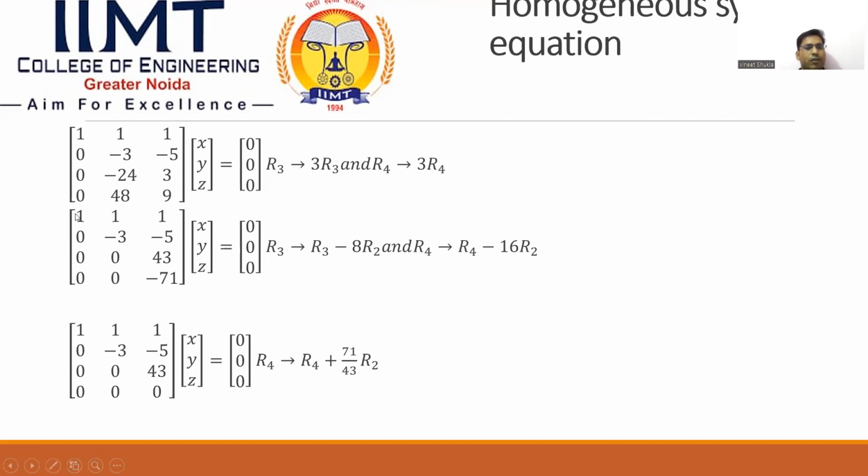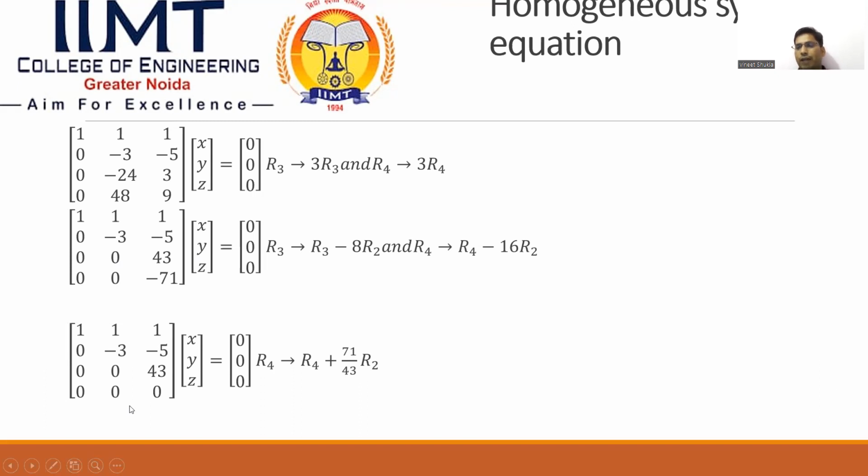Now, we apply row 3 minus 8 times row 2 and row 4 minus 16 times row 2, and we get the matrix A, that is [1, 1, 1; 0, -3, -5; 0, 0, 43; 0, 0, -71]. Now we apply to row 4: row 4 plus 71/43 times row 3, and we get the matrix [1, 1, 1; 0, -3, -5; 0, 0, 43; 0, 0, 0].